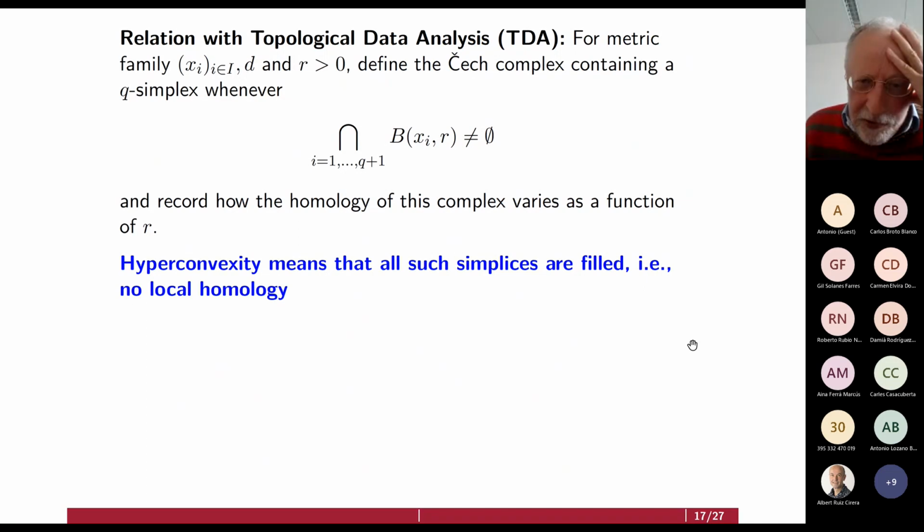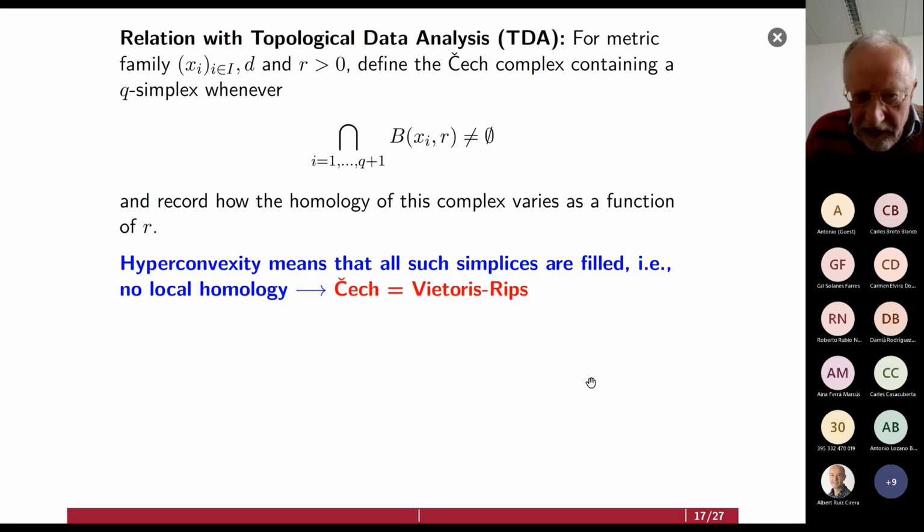In hyperconvex space, all the simplices in the Čech complex would be filled. That is, whenever you have pairwise intersections, that is, when you have edges between 3 or more points, then you also have a common intersection, and therefore, according to the prescription by which the Čech complex is built, the corresponding simplex is filled. And you don't have any local homology. And that is, the Čech complex equals the Vietoris-Rips complex for hyperconvex space.